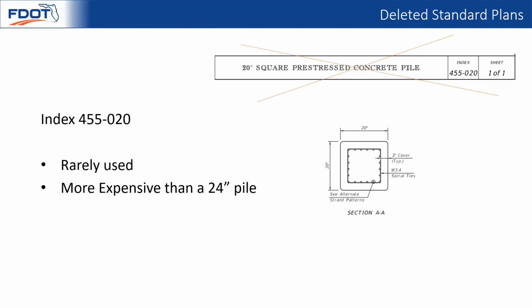The only deleted standard we have is the 20-inch square pre-stressed concrete pile. This was rarely used, and because of that, it was more expensive. And of course, it has less capacity than the 24-inch pile. So we have made this one go away.